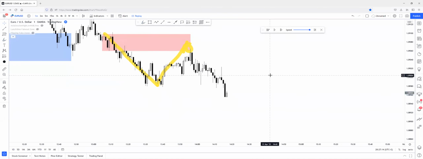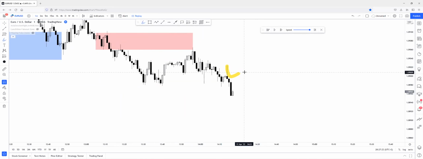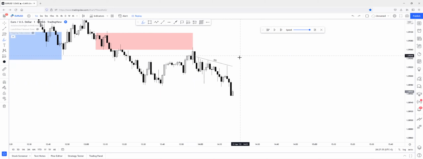And actually, the breakout structure has happened. Let me just remove these drawings. The breakout structure has happened from this zone, as you can see from this candle. But this candle is heavily part of the liquidity. As you can see, there could be a perfect liquidity trend line found because this has been touched several times. And this is a liquidity trend line. These are not lining up candles.